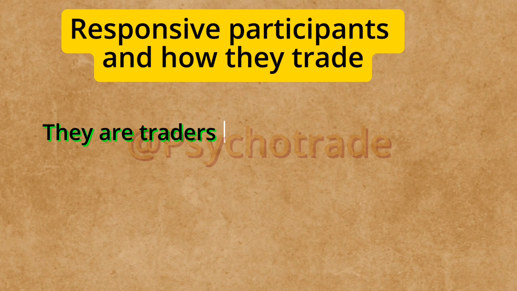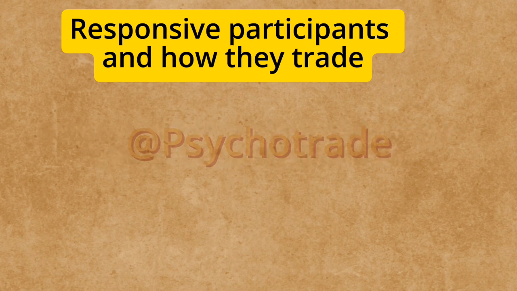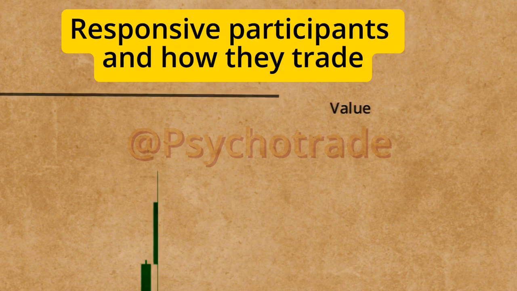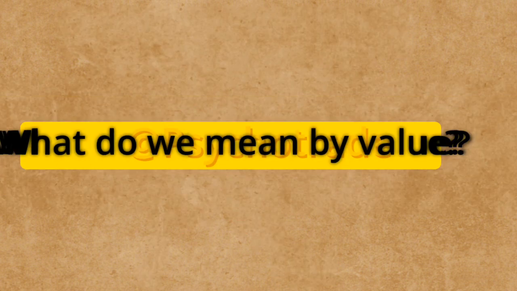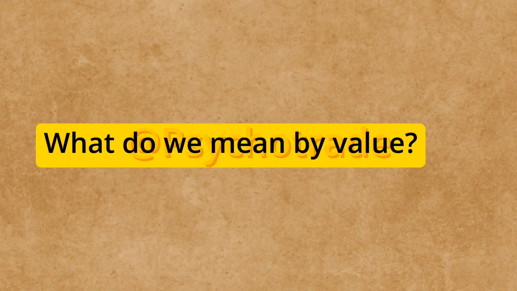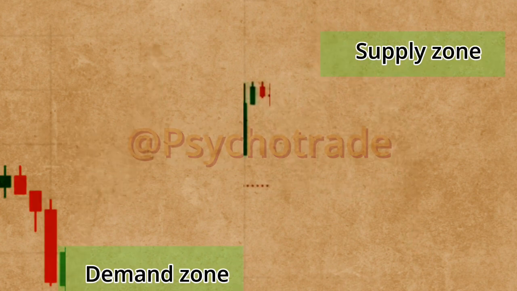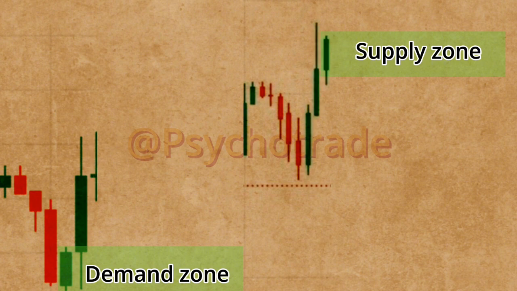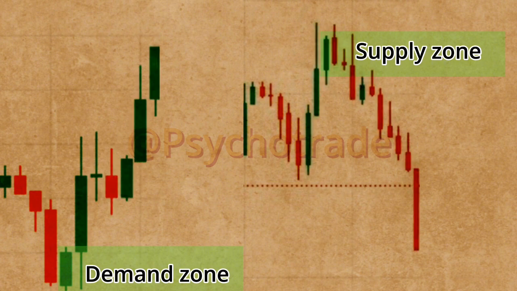Responsive participants are traders and institutions that operate at the extremes of value. Instead of chasing price, they wait patiently for price to reach an area they consider valuable before taking action. What do we mean by value? In simple terms, value can be represented by supply and demand zones, areas where strong institutional buying or selling previously occurred, causing price to move aggressively away from that zone.